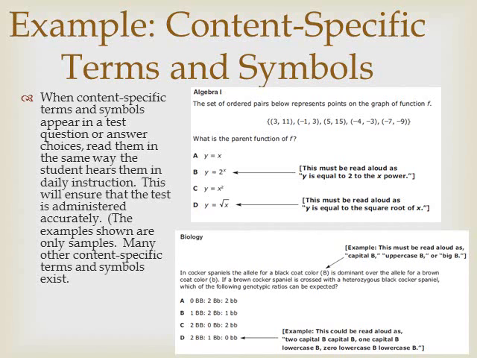When content-specific terms and symbols appear in a test question or answer choices, read them in the same way the student hears them in daily instruction. This will ensure that the test is administered accurately. The examples shown are only samples. Many other content-specific terms and symbols exist. Please make sure you familiarize yourself with these symbols as you're looking through Appendix B. I also have a symbols list if you feel like you may need help on what the symbols are and how to refer to them when giving an oral administration.